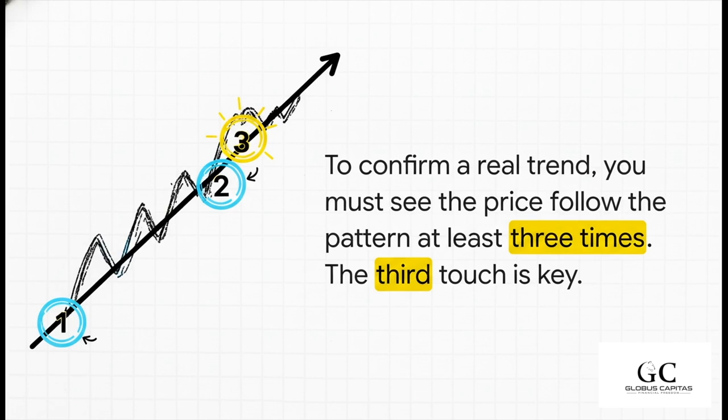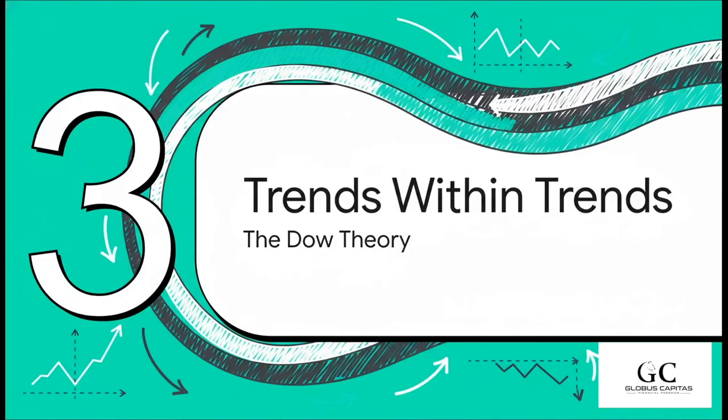It's the market's way of nodding and saying, yep, this trend is the real deal. Now, let's get ready to peel back another layer of this onion. It turns out that trends are kind of like Russian nesting dolls. They exist on different scales, all at the same time.